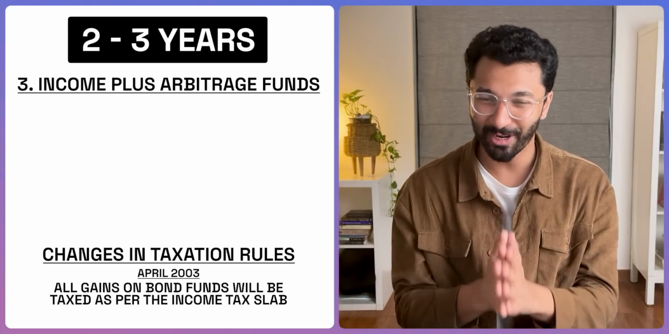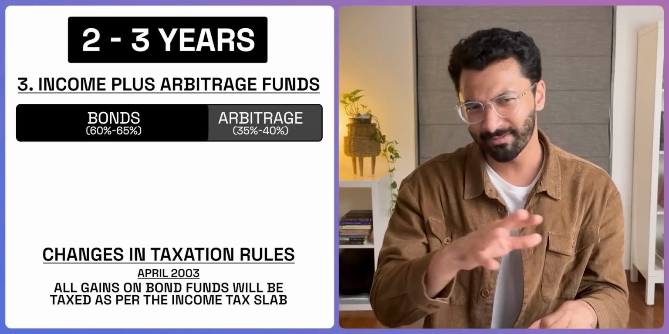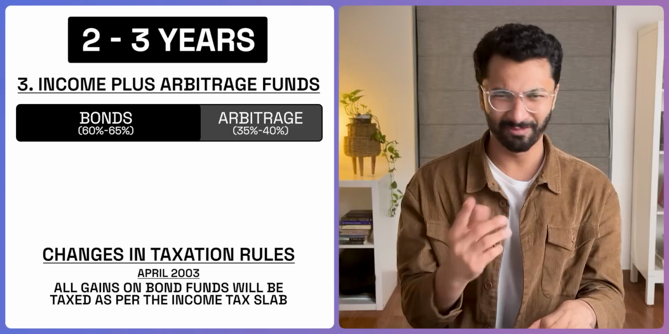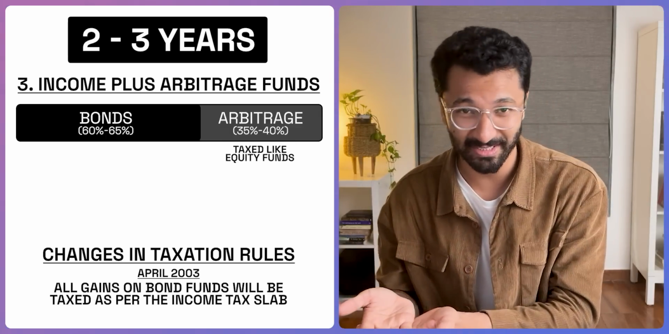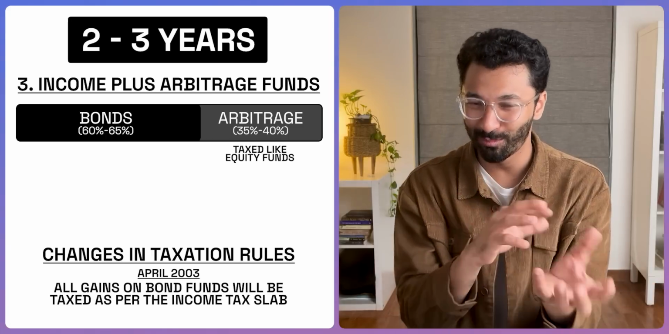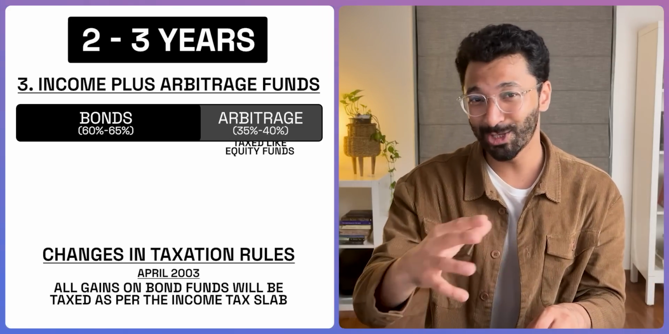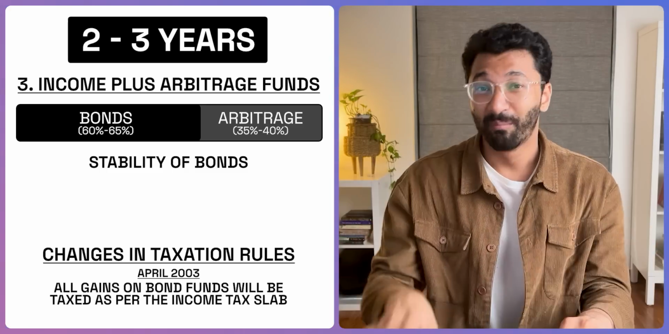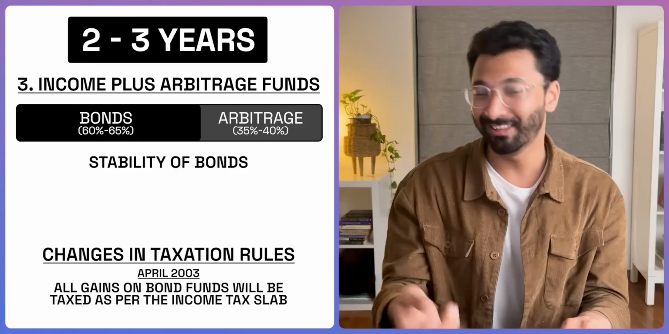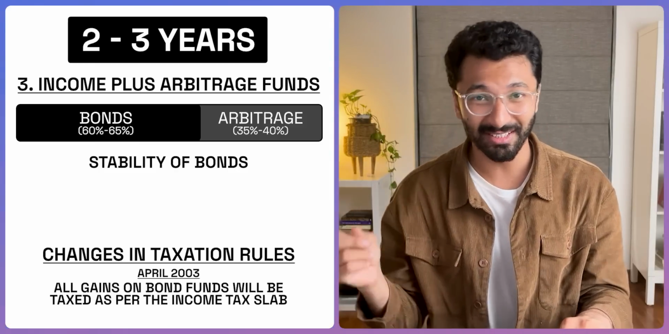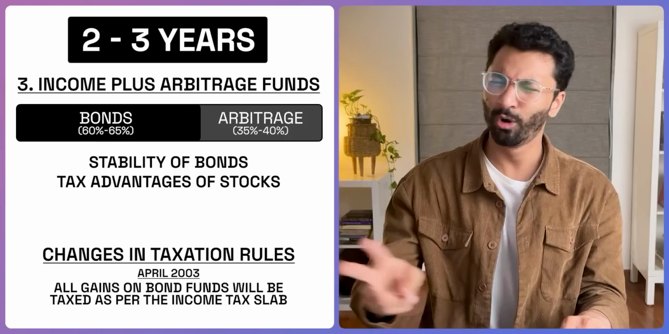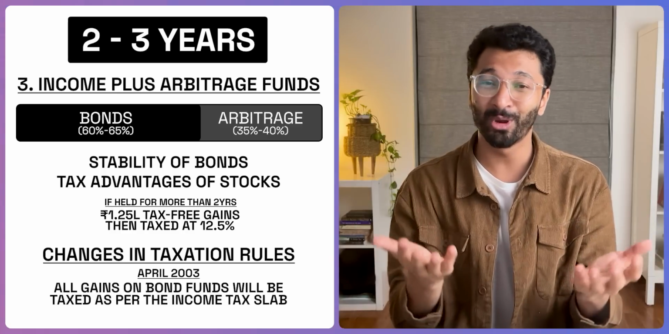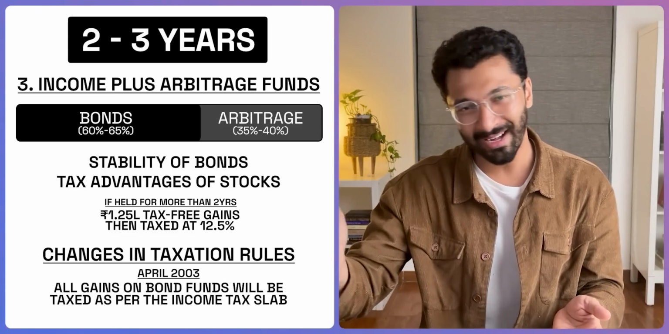Now, what income plus arbitrage funds do very cleverly is that they invest about 60 to 65% of their money in bonds and the rest in arbitrage opportunities. Now, if you remember, arbitrage funds or opportunities are taxed like equity funds. So, because of this clever usage of both these assets, these funds enjoy the stability of bonds because arbitrage funds do behave like bonds in terms of their stability. But because they have over 1/3 of their money invested in arbitrage opportunities, which are taxed like stocks, they get the tax advantage as well. So these funds, if you hold them for more than 2 years, then you're again taxed 12.5% and you still enjoy 1.25 lakhs of tax-free gain every year. Anything above that is at 12.5%.